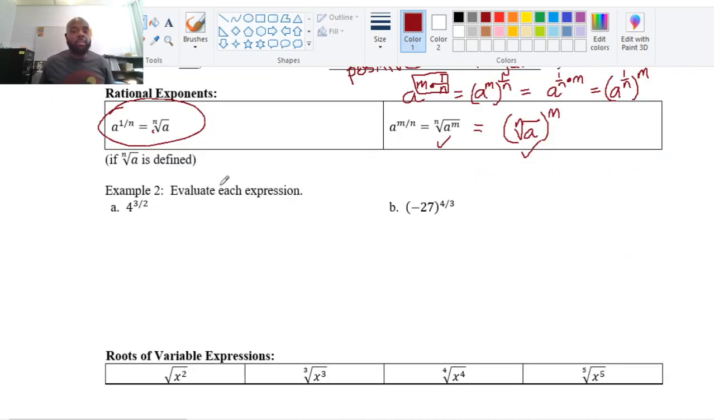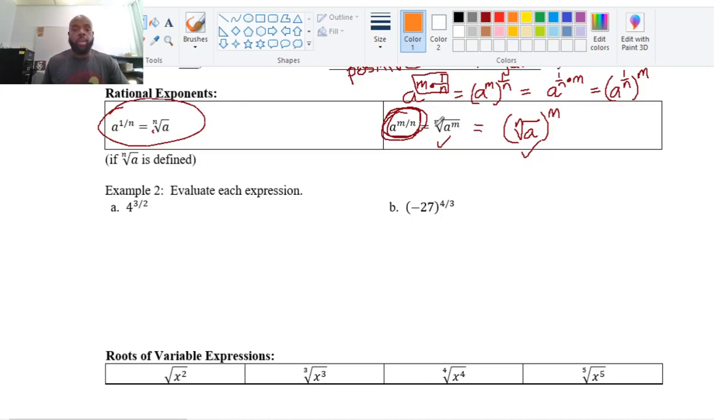And so let's look at some of these examples here. I have 4 to the 3/2 power. I want to evaluate this expression. Now, remember your rational exponents are equivalent to radical expressions. And so I'm going to rewrite this using radicals. Now, I have this as a 3 over 2, so I'm in this case over here. We're going to do this example both ways, and I'll show you which method I would rather use.